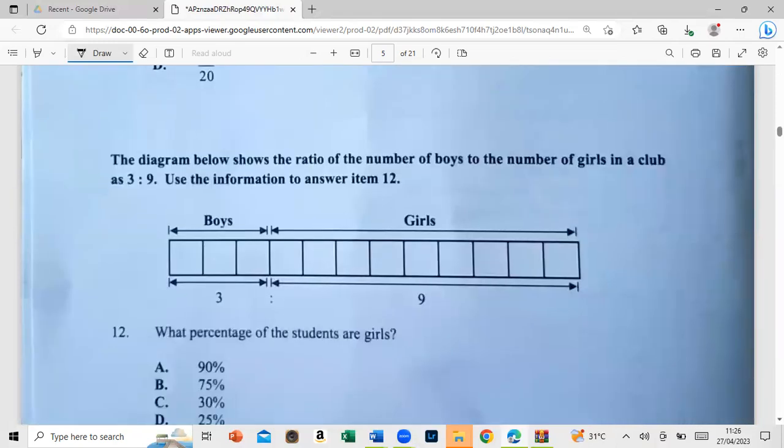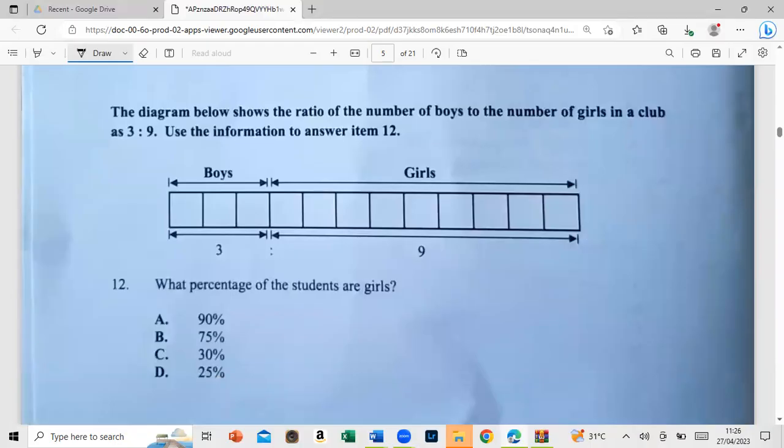12. The diagram below shows the ratio of the number of boys to the number of girls in a club as 3 to 9. Use the information to answer item 12. What percentage of the students are girls? Alright, so this can be a little bit tricky. First we need the total, so we add 3 plus 9. That gives us 12. So out of the total, we have 9 girls out of 12. And you know, percent means out of 100, so we multiply it by 100%.